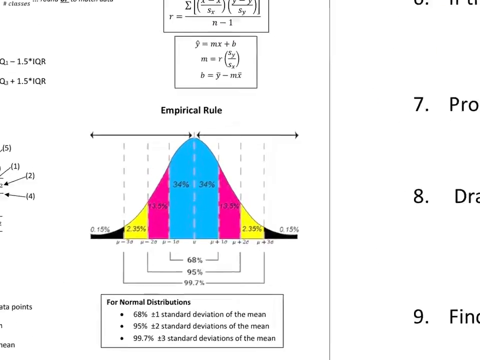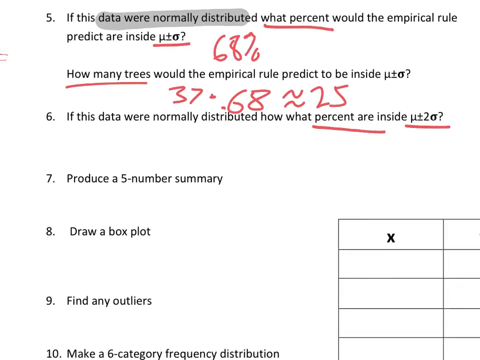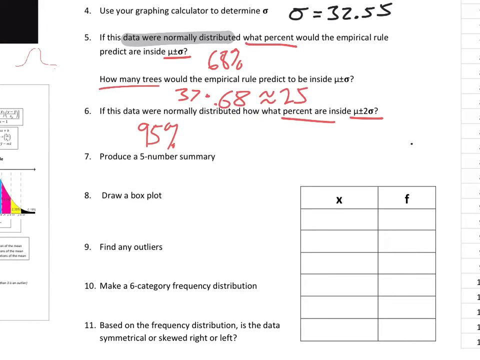Two standard deviations, that's going out to the mean plus 2 standard deviations and the mean minus 2 standard deviations, and that's 95. If you add up these four numbers, you'll get 95%. 95% falls within 2 standard deviations. Another question we might ask is how many of these trees would that be? That question is not here, but we can multiply 0.95 times 37 to get that.